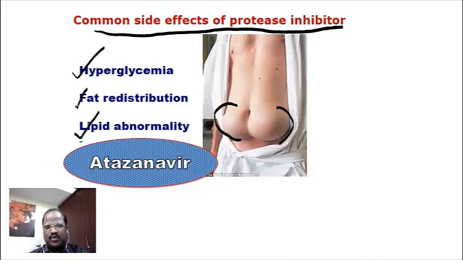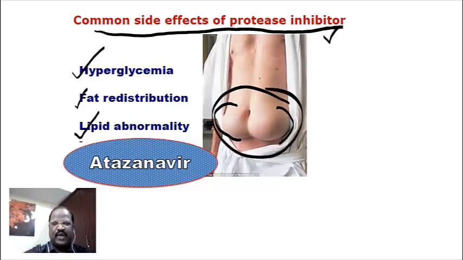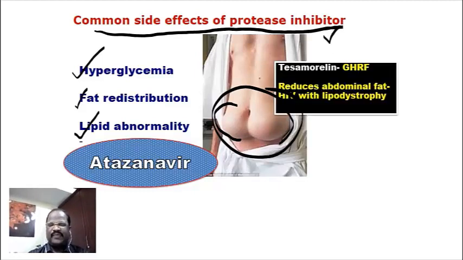I want to tell one new information. We know protease inhibitors and also zidovudine, stavudine, they also cause lipodystrophy. So for treating the abdominal fat in an HIV patient due to lipodystrophy, we use one drug called tesamorelin. Very important new information. Tesamorelin is actually a growth hormone releasing factor analog, useful to reduce abdominal fat in an HIV patient with lipodystrophy.